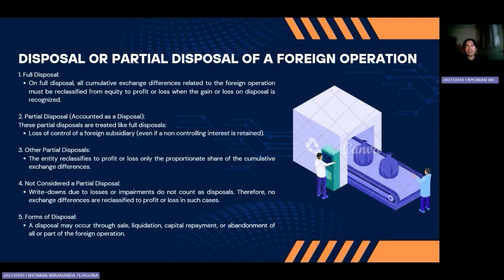For partial disposals that are treated as if they were full disposals, such as when an entity loses control of a foreign subsidiary, even if it retains a non-controlling interest, the same rules apply. All related exchange differences are reclassified to profit or loss because the entity no longer controls that operation. IAS 21 requires the entity to reclassify only the proportionate share of cumulative exchange differences.